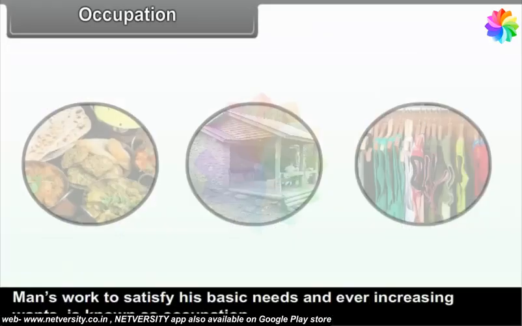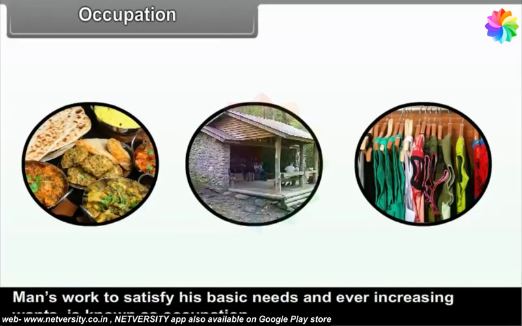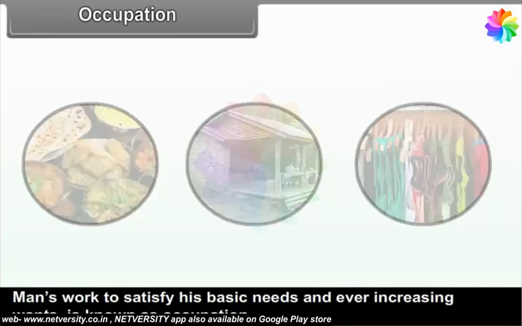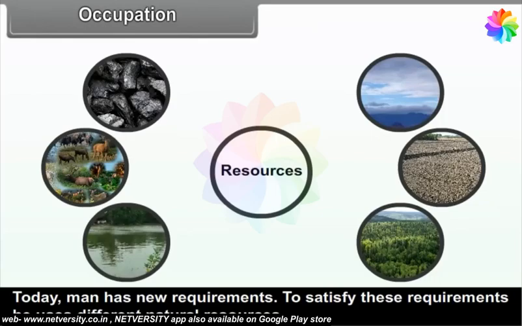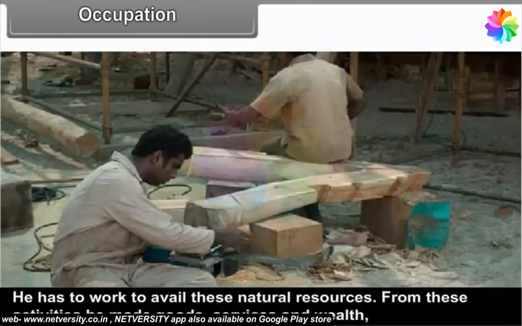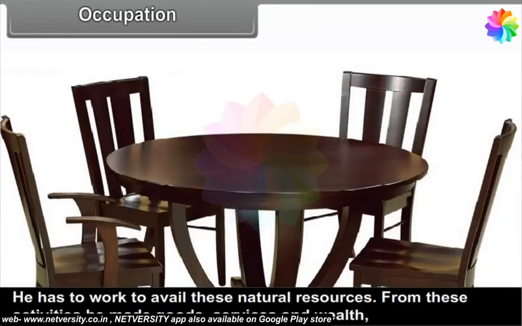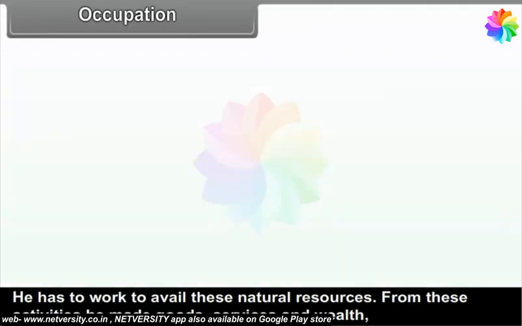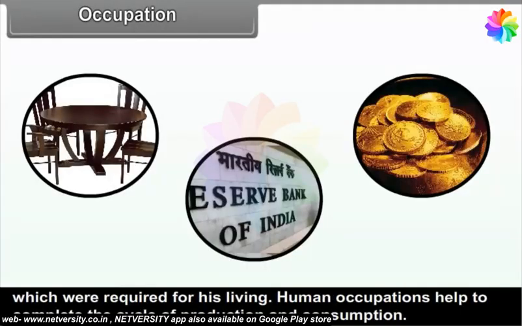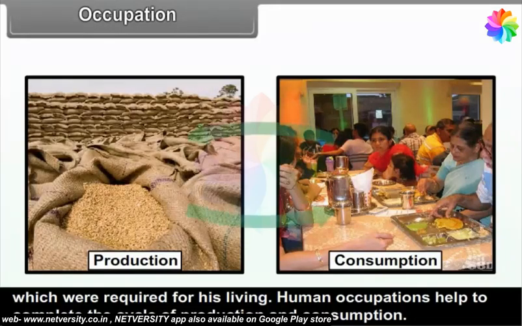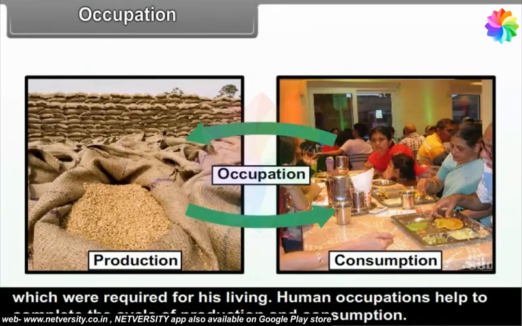Occupation. Man's work to satisfy his basic needs and ever-increasing wants is known as occupation. Today, man has new requirements. To satisfy these requirements, he uses different natural resources. He has to work to avail these natural resources. From these activities, he made goods, services, and wealth which were required for his living. Human occupations help to complete the cycle of production and consumption.